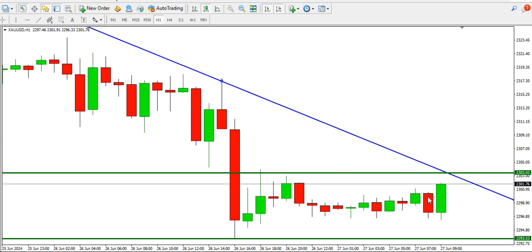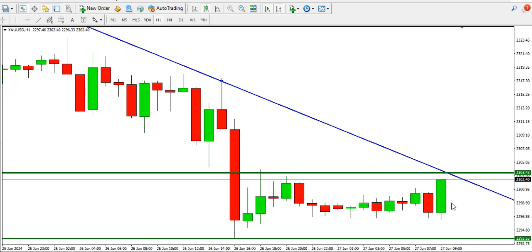But for now, on the 1-hour time frame, this current candlestick is giving us a bullish engulfing pattern. The 1-hour time frame is still displaying a range, price is ranging, and the current candlestick is giving us a bullish engulfing pattern, indicating that price has found buyers, and buyers are trying to push price up.